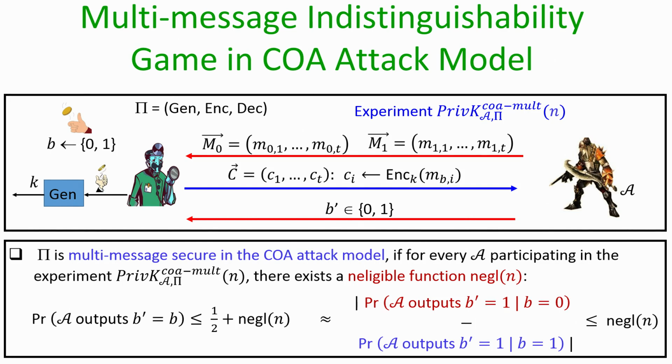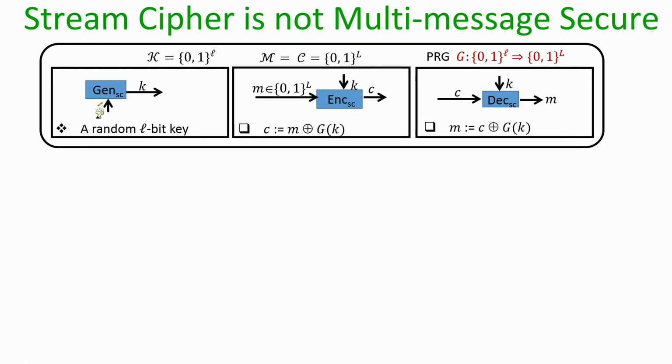An alternate security definition for multi-message security in the COA attack model is that the distinguishing advantage of any polynomial time algorithm participating in this experiment should be upper bounded by a negligible function. That means, irrespective of whether it was the 0th vector or the first vector which is encrypted in the challenge ciphertext C, the response of the adversary A should be almost the same except with some negligible probability. So either we can use this definition or that one. It turns out that both these conditions are equivalent to each other.